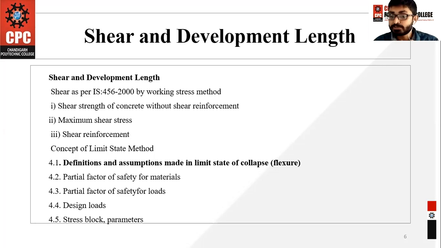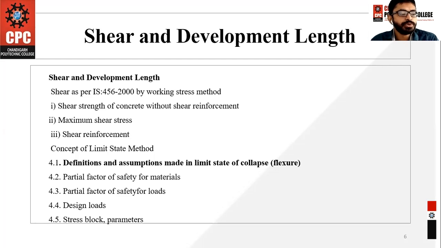So the Fe250 is the mild steel bar, that is also known as the grade of steel. Fe250 is known as the grade of steel. Okay, for your better understanding, I would like to tell you, Fe is a sign of iron or steel, and the Fe250 is the strength in Newton per mm square. One of the most important things that you need to know is the units.